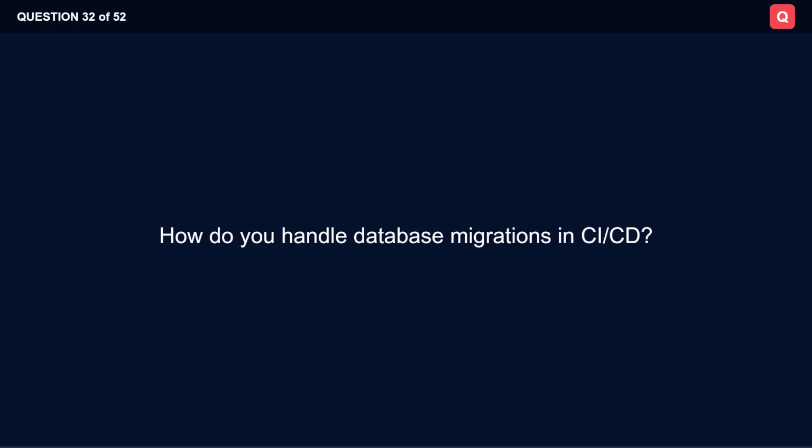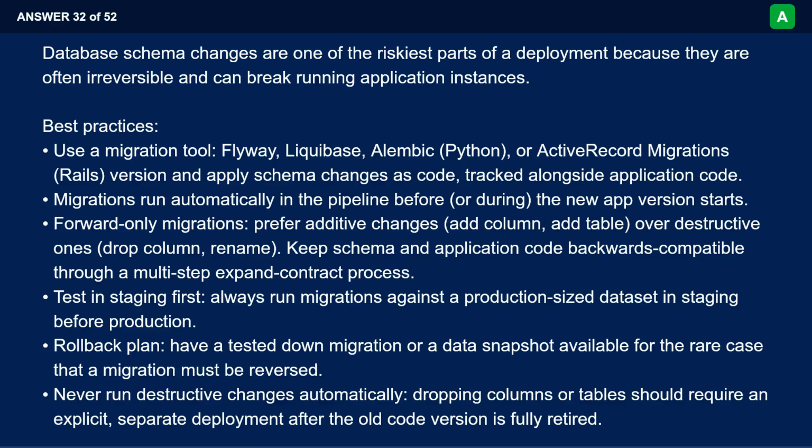How do you handle database migrations in CI/CD? Database schema changes are one of the riskiest parts of a deployment because they are often irreversible and can break running application instances. Best practices: use a migration tool, Flyway, Liquibase, Alembic (Python), or Active Record Migrations (Rails).